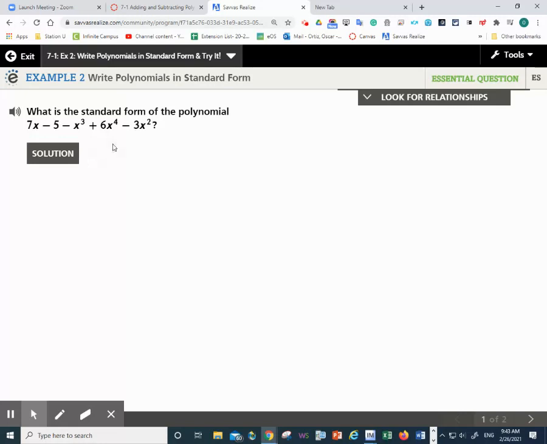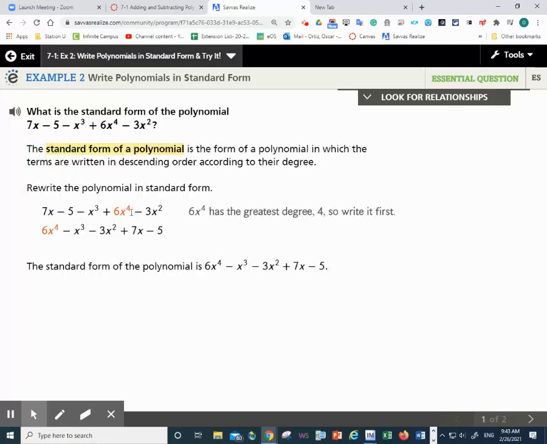So we are going to rearrange them, but we are going to put the term with the greatest degree first. So here we can see that the greatest exponent is 4. So this will be our first term. So 6x to the fourth. So we start by writing that term first. So the next one we notice is 3. So that's why we write this guy right here, over here.